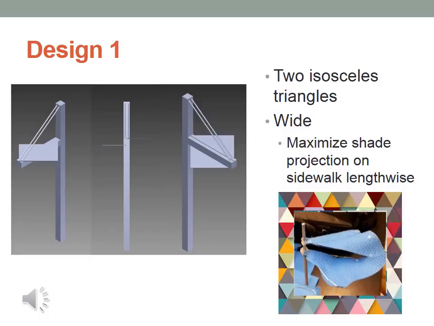Our first design is a classic cantilever made out of 2 isosceles triangles. It's wide in an effort to maximize shade projection lengthwise across the sidewalk. Each of our 3 designs is offset in the center and split in order to allow for water, wind, and debris to pass through.